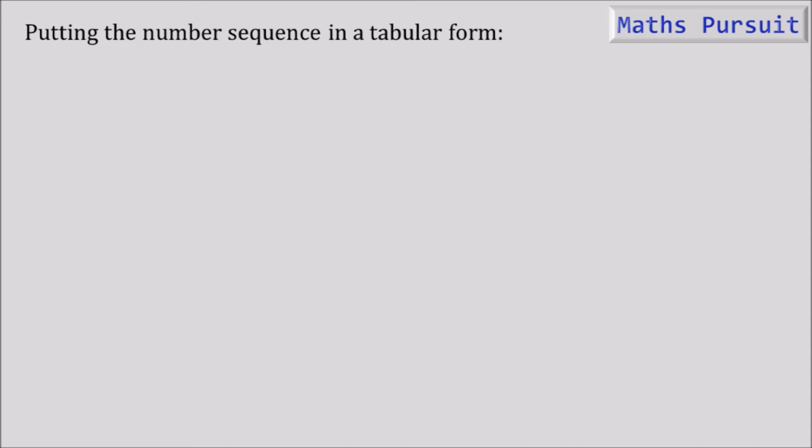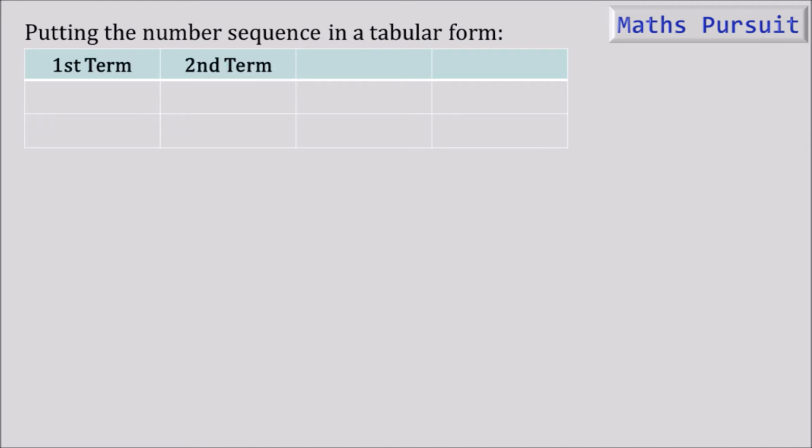Putting the number sequence in a tabular form. Guys, I always prefer to put the number series in a tabular form so that it helps us to make the calculations easy without confusing among the numbers. So here we are building a 4-column table with 2 rows, naming the first cell first term, the second cell second term, the third cell third term, the fourth cell fourth term. Similarly, putting the first value, that is minus 1.2, under first term, minus 3.2 under second term, minus 5.2 under third term, minus 7.2 under fourth term.